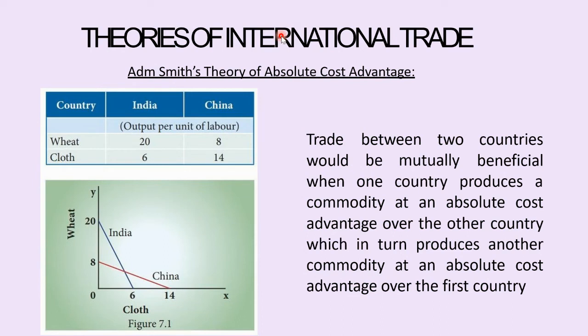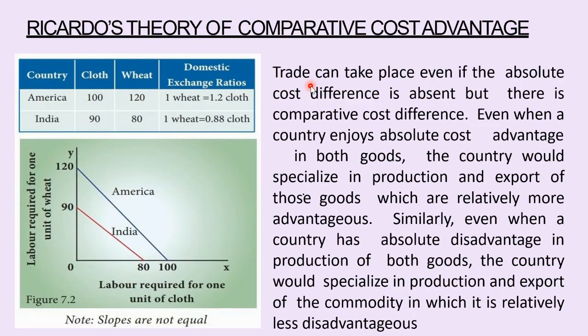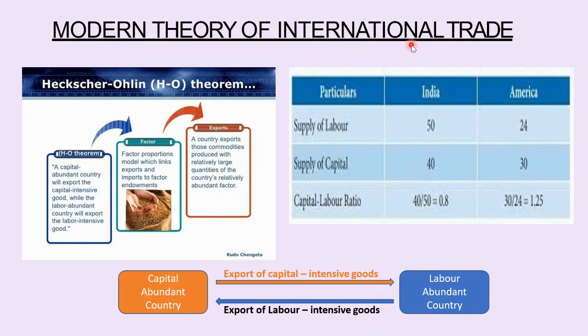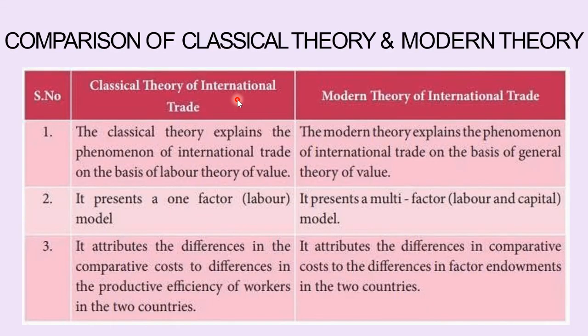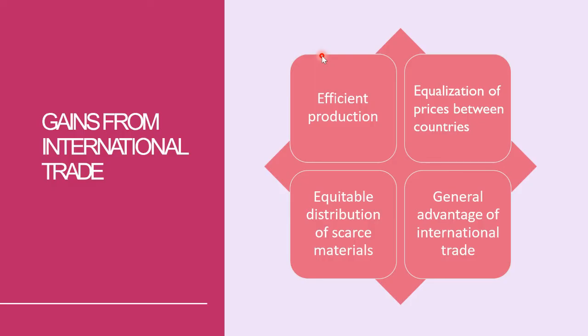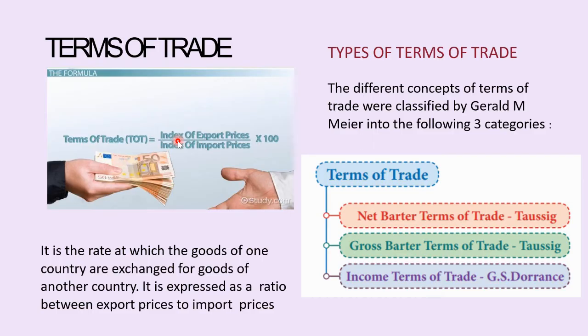Then we saw theories: classical theory and modern theories. Under classical theories, we saw two theories: Adam Smith's theory of absolute cost advantage and Ricardo's theory of comparative cost advantage. After that, we saw one modern theory of international trade, the Heckscher-Ohlin theorem. All these three trade theories are very, very important. Then we saw the comparison of the classical theory and the modern theory. Later on, we saw the gains from international trade. This is also a very, very important question.